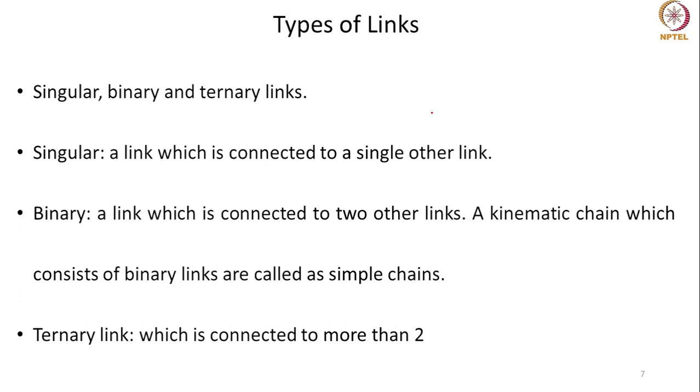Okay. Next I would like to discuss the types of links. There are basically three kinds of links: singular, binary and ternary links. A singular link is a link which is connected to just one other link. A binary link, as the name suggests, is connected to two other links. A kinematic chain consisting of only binary links is called a simple chain. And a ternary link is one which is connected to more than two links.